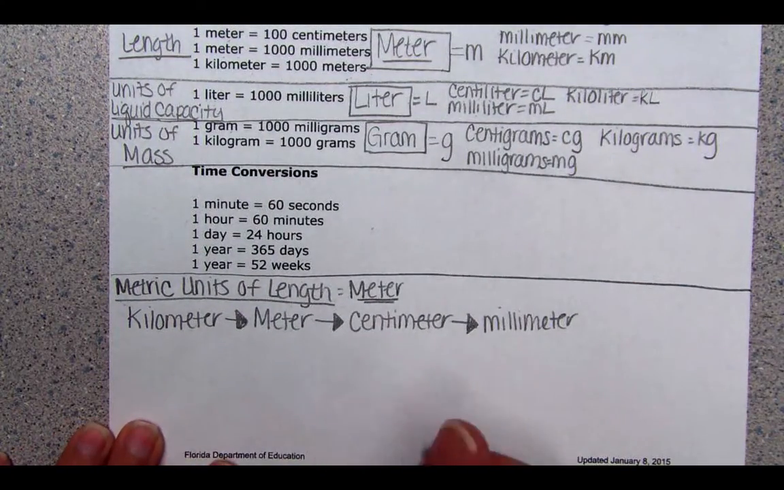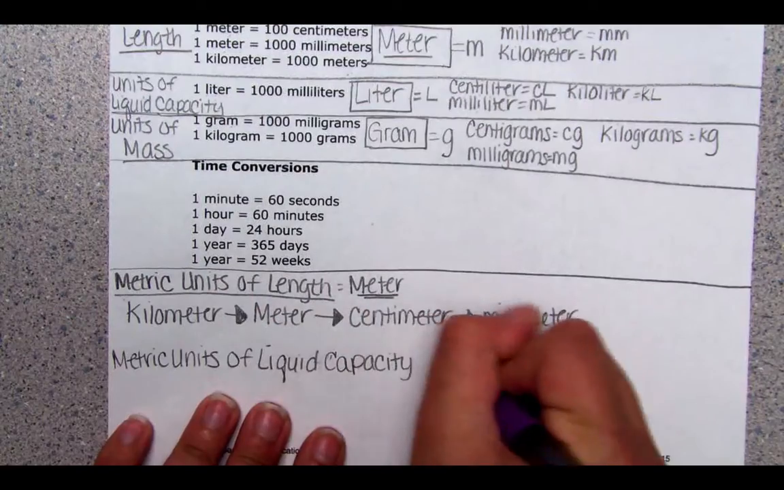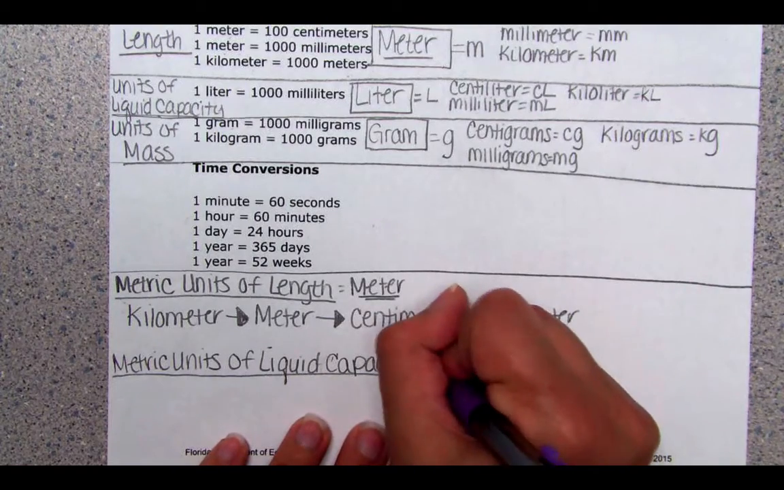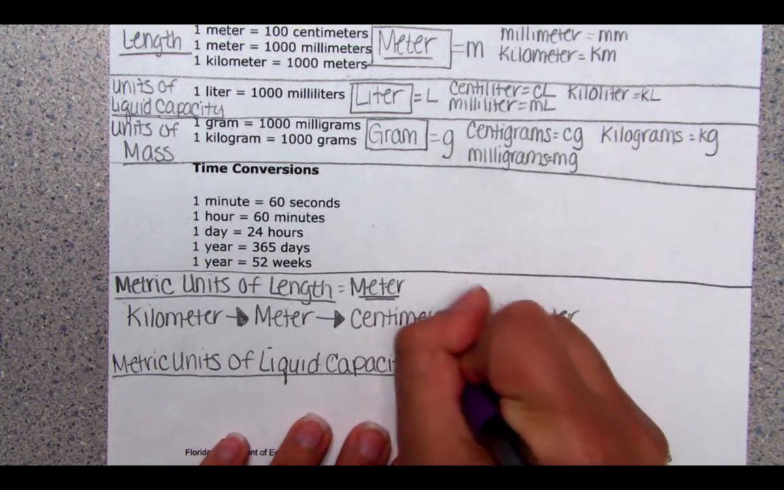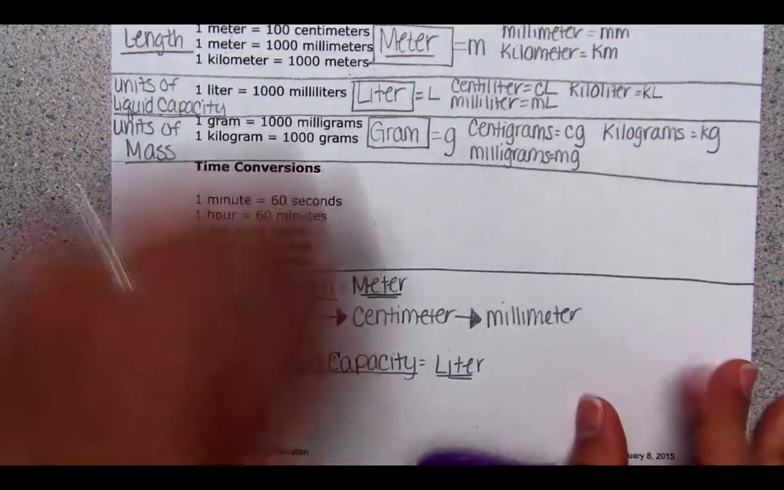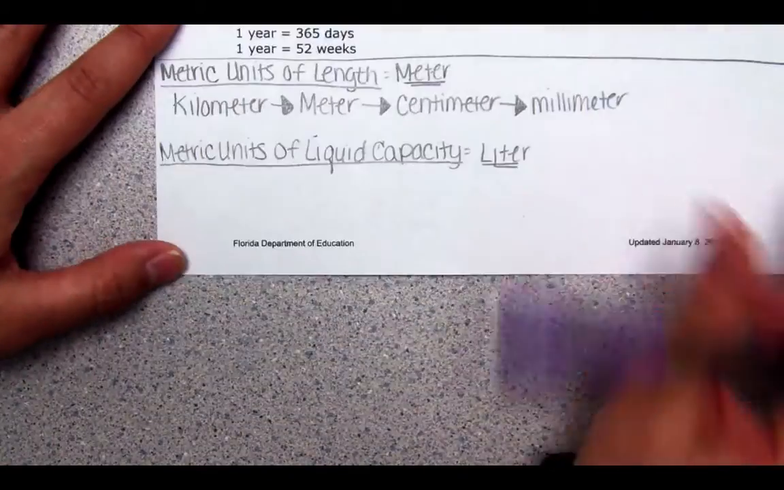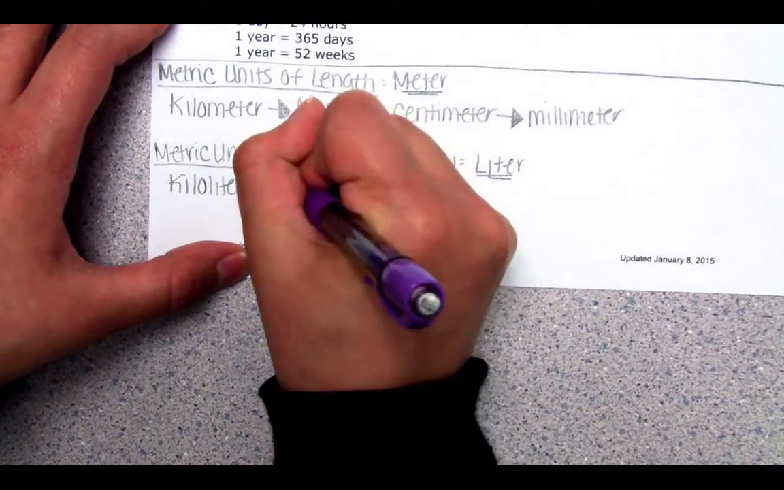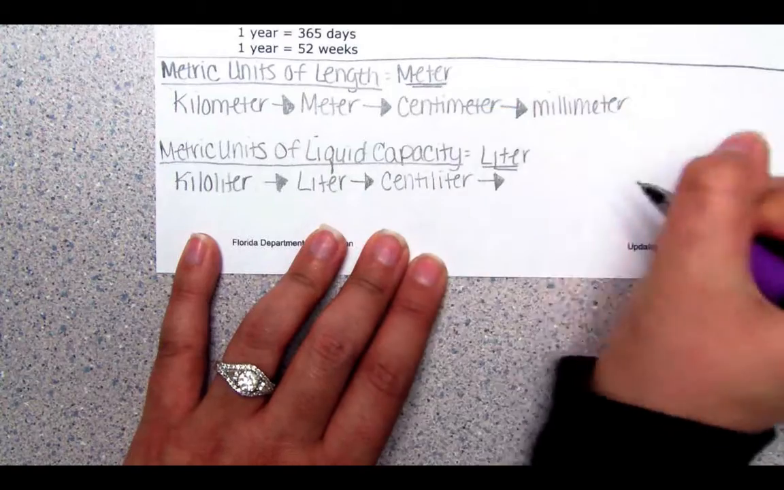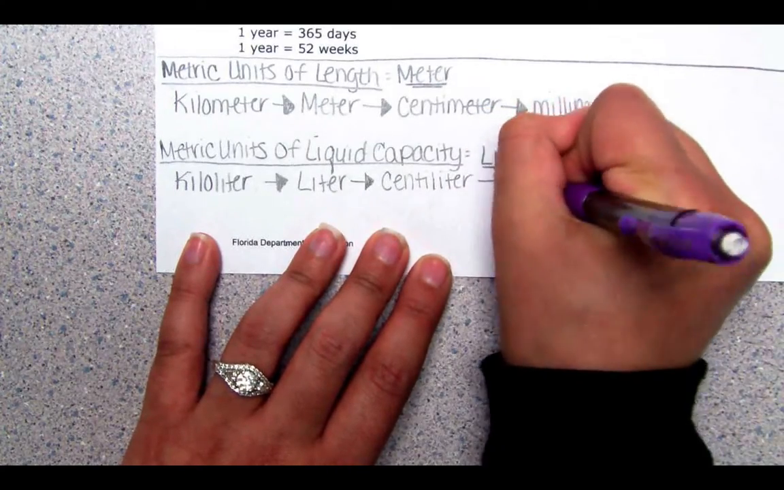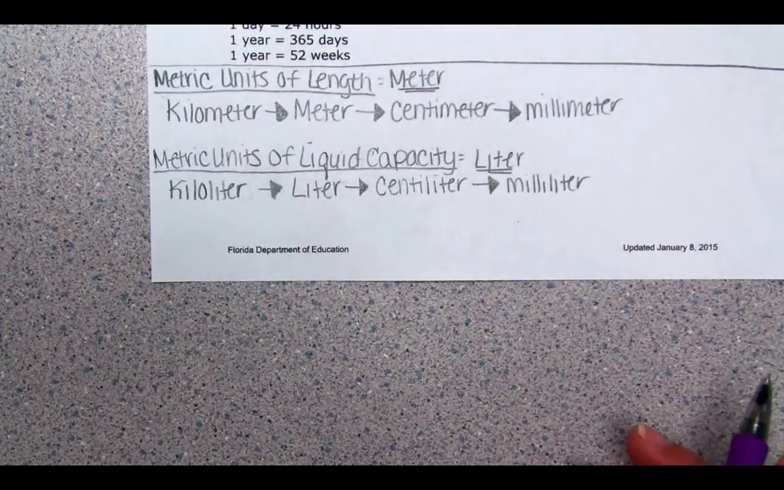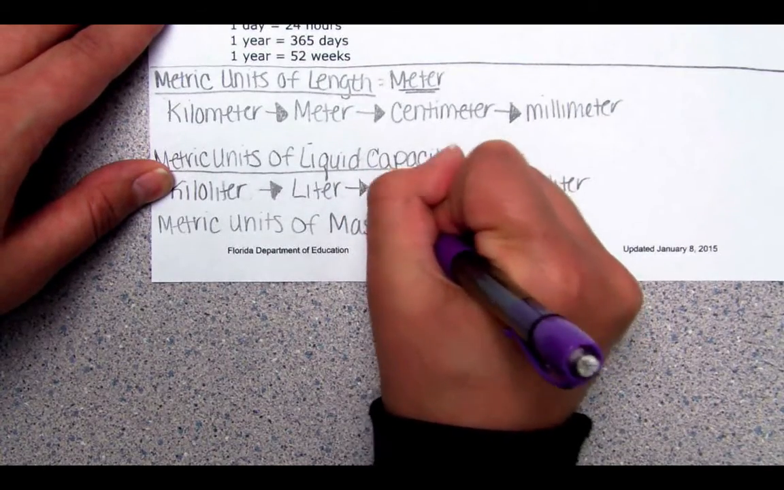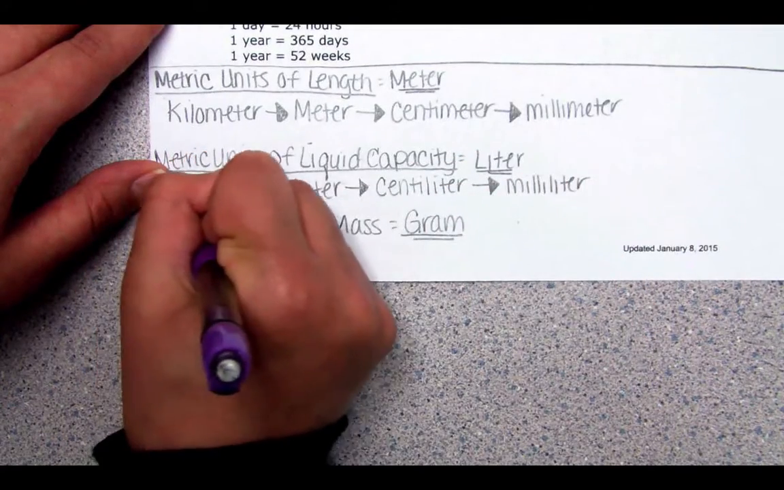Then metric units of liquid capacity, which could also be called volume. This is going to be liters. That's our base word. So everything is going to end in liter here. And we're just going to put the prefixes in. So the largest one is kiloliters. Then we have liters. Then we have centiliter. Then we have milliliter. Then finally, we have our metric units of mass. And these are going to be in grams. That is our base unit for mass.